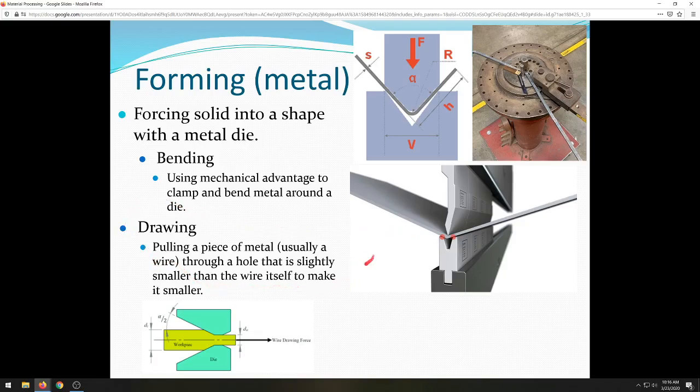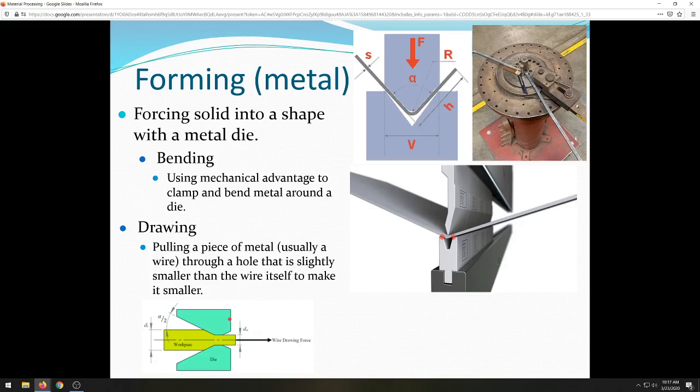Drawing. This is how wire is made in particular. Whether it's steel, copper, aluminum, whatever, you take a round bar, essentially, and you start pulling it through a thing called a die. So that's this green piece right here, the mint green color.